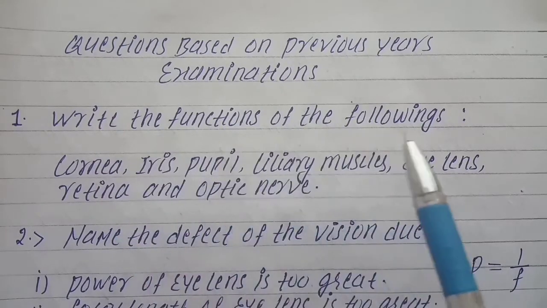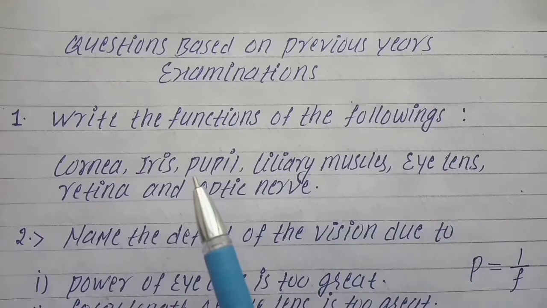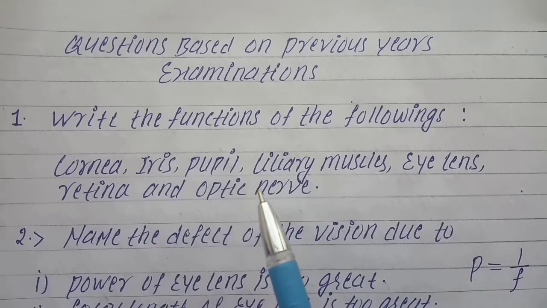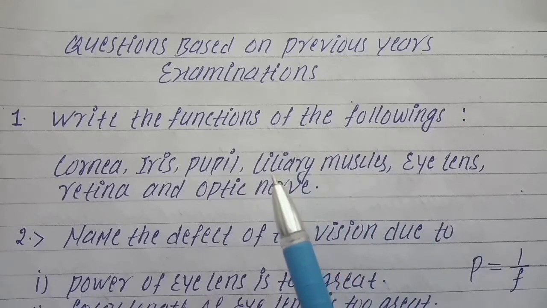Write the functions of the following: cornea, iris, pupil, ciliary muscle, eye lens, retina and optic nerve. We have already done all these functions. So now we start question number 2.